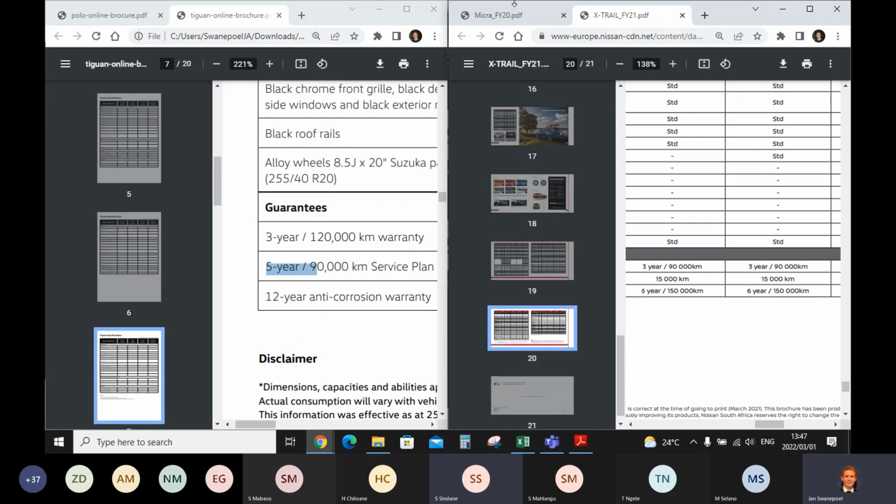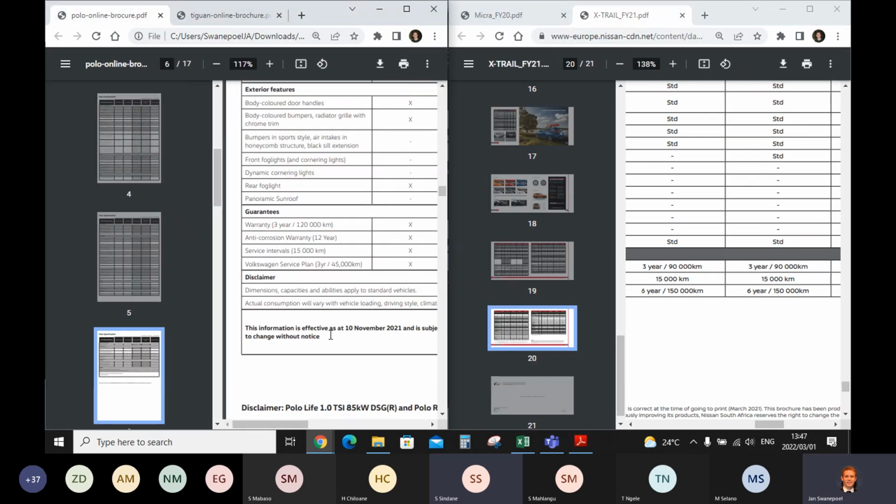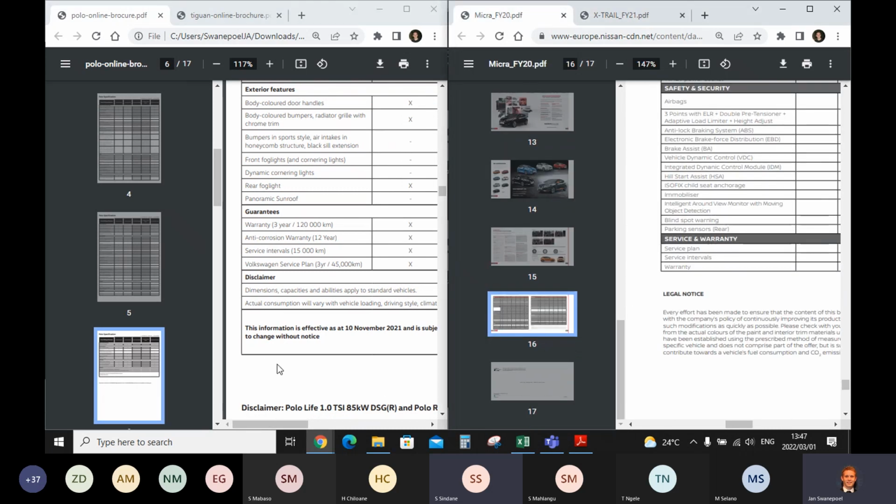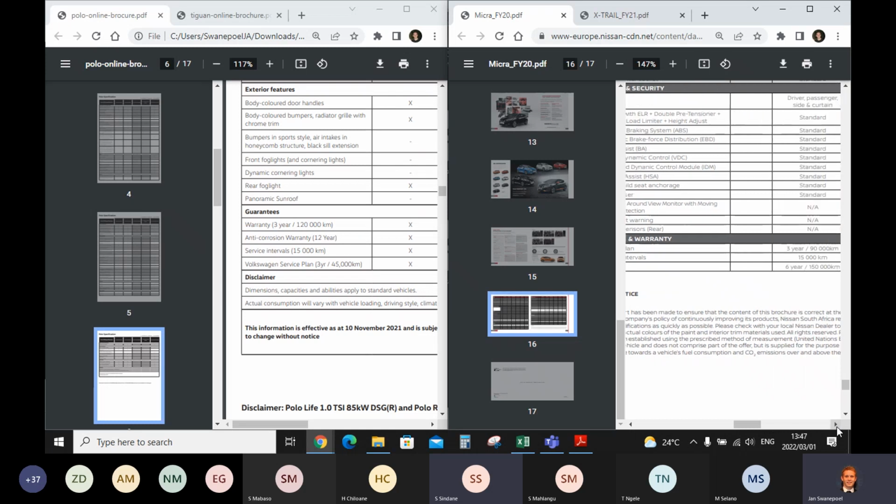I want to just give you a second example. Here is the new Polo. Here's the new Micra, right? So here's the guarantees, service plan there. The Micra also has a 3-year 90,000 kilometer service plan, whereas the Polo has a 3-year 45,000 kilometer service plan. Here you can start to see a difference, né? So for the Micra, Nissan gave a bigger service plan than VW did on the Polo. This is only a 45,000 kilometer service plan.